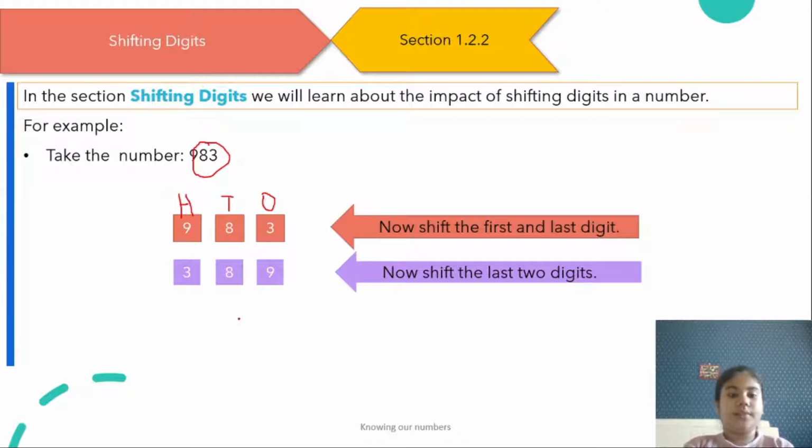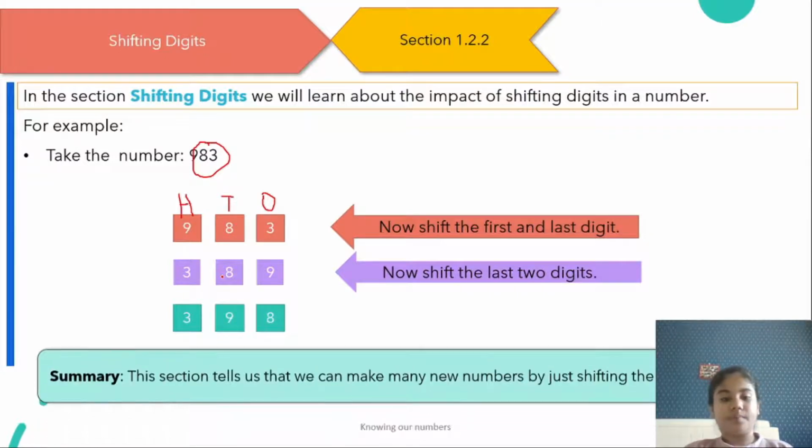Okay, what's next? Now shift the last two digits. So this is saying we need to shift 8 and 9. Our first step: 3 will stay in its place because it is not supposed to be shifted, and we will shift 8 and 9. So it makes 398.